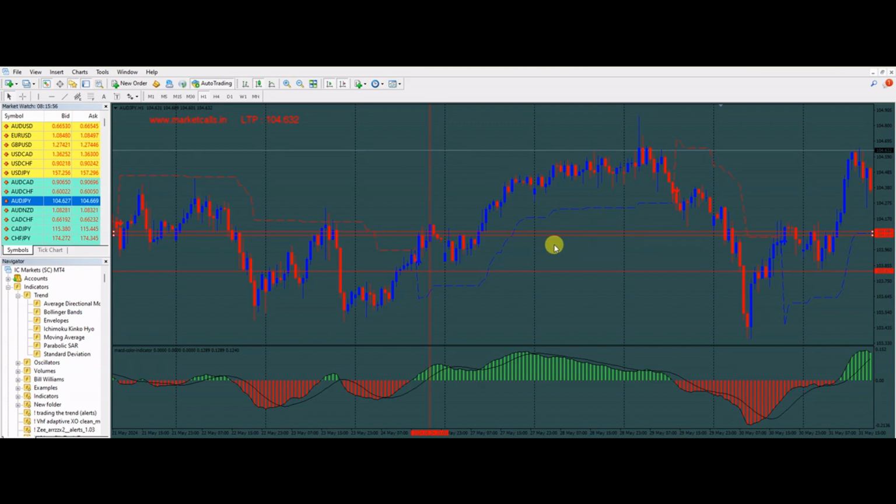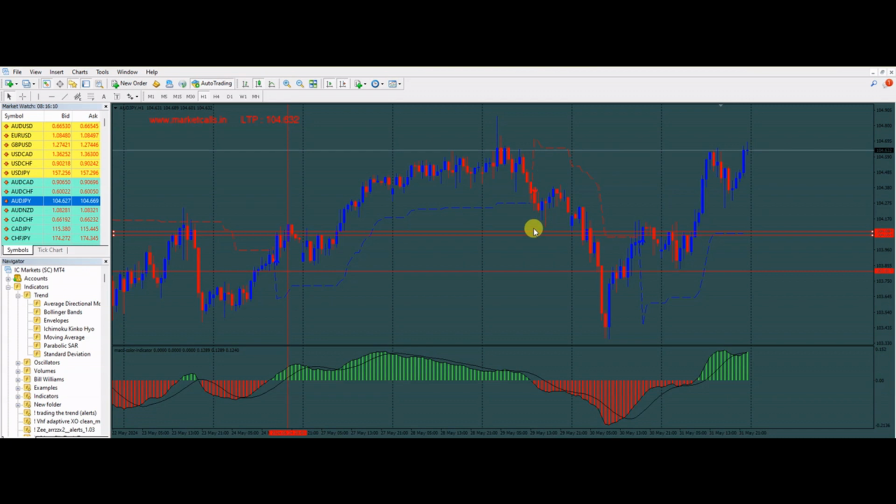Then again, as I said, this is a scalping strategy. So you need to put in time. If you are a scalper, you need to put in time in order to make something from the market. So we wait again for another signal.